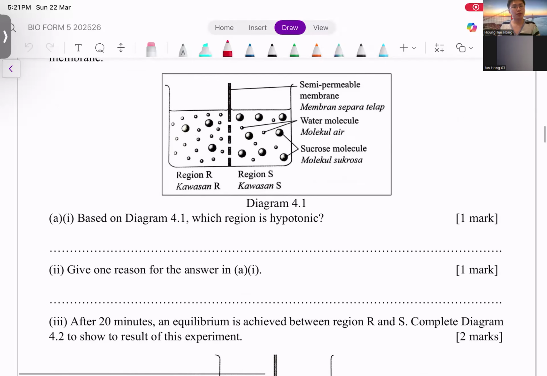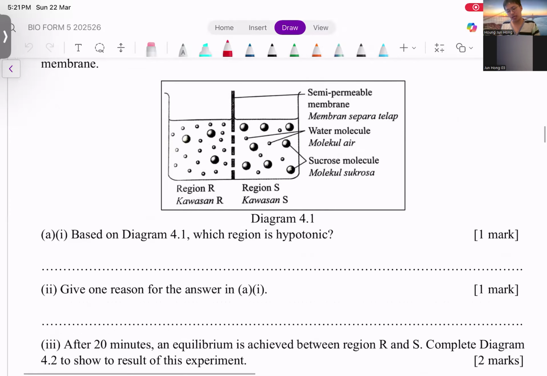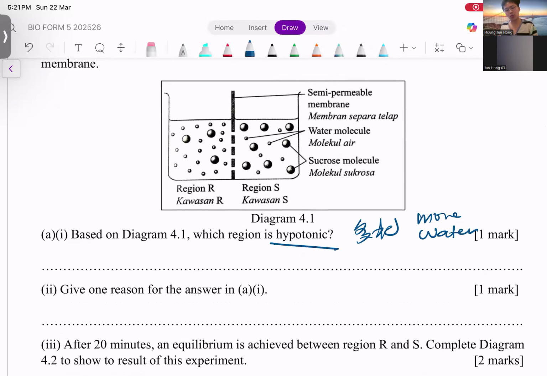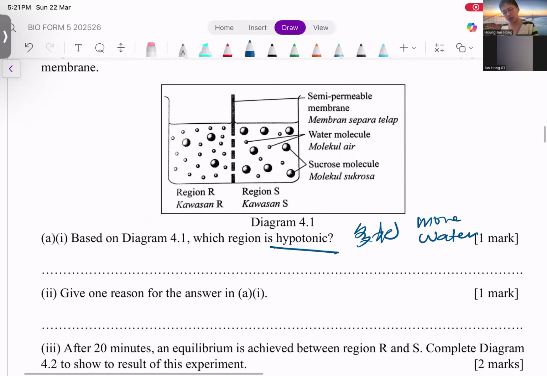All right, now for chapter 3, question 4, we have: which region is hypotonic? So again, what is meant by hypotonic? Hypotonic means you have more water. I think you can see here which one has more water. Obviously, it is this one, the small one. So yes, region R has more water.